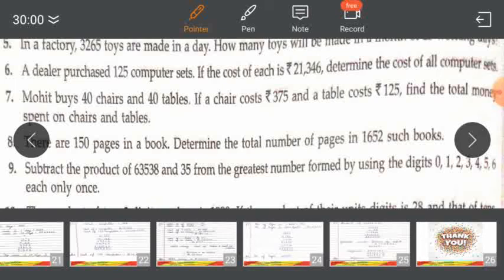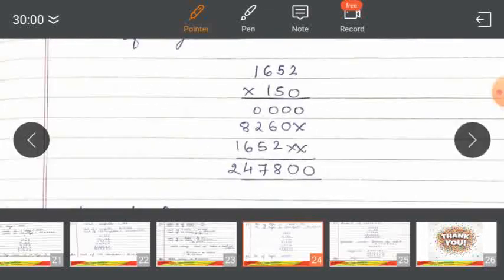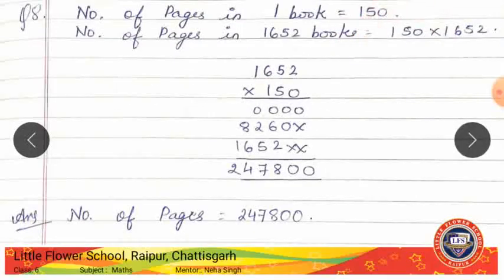8th question. Number of pages in one book is given. You need to find the number of pages in 1652 books. You can multiply. Number of pages will be this.